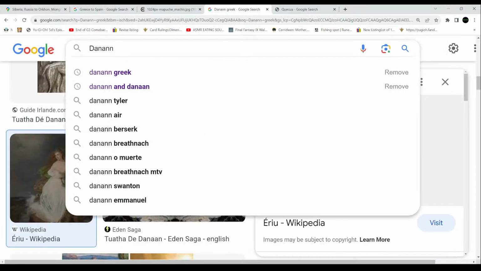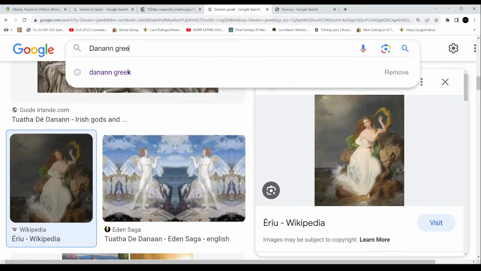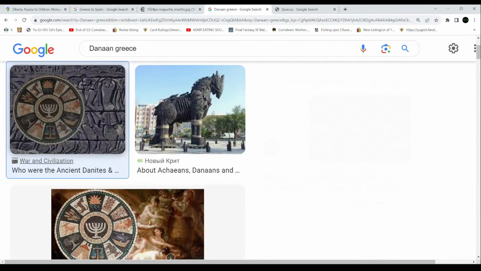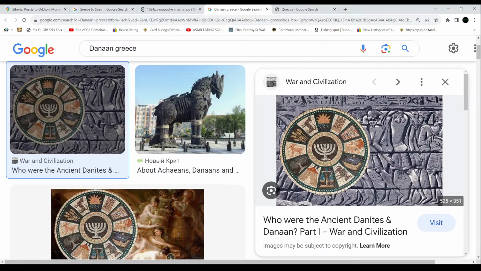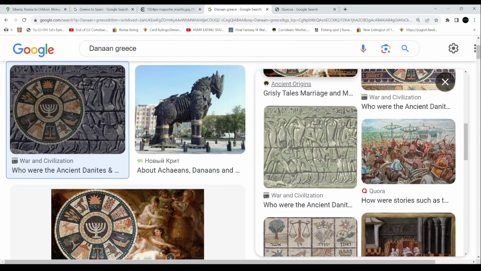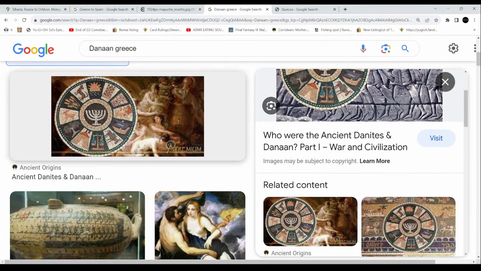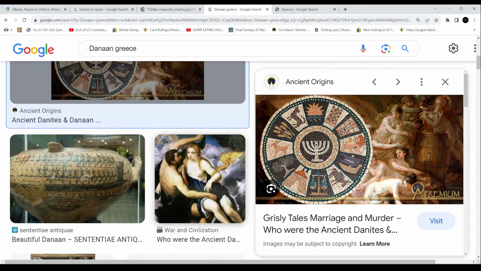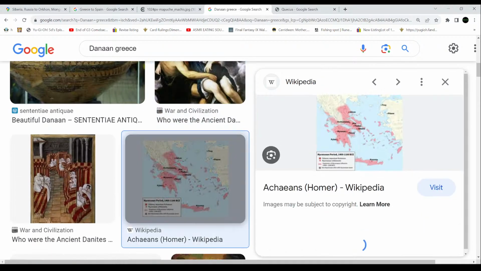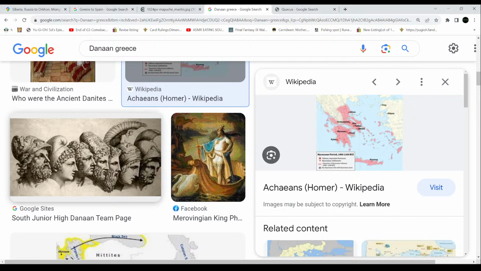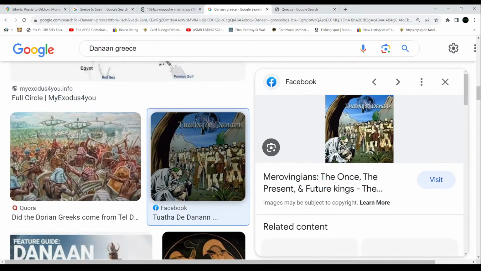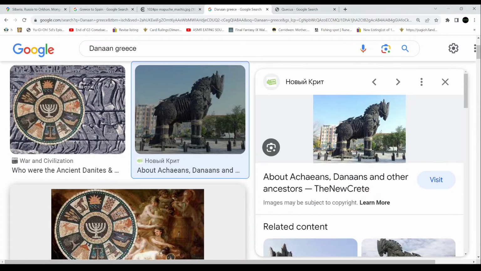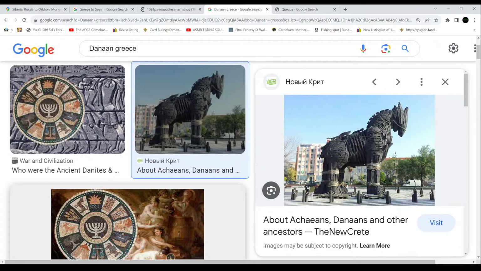Okay, hold on. I'm gonna see if I can get this. Greece. Let me see if I can get it. See, ancient Danites and Danan. Yeah, that's what I'm thinking. Look here. My guess is that the two of the Danan could have really come from the Pelasgians or ancient Greece, just like the Ionians or the Milesians.